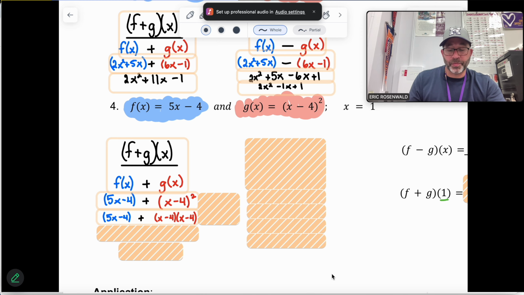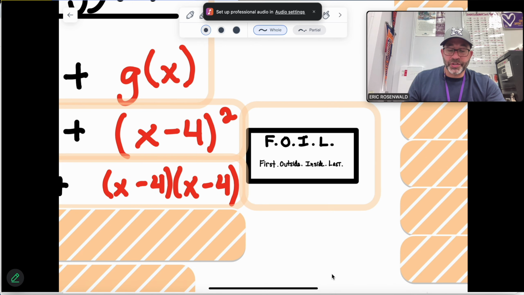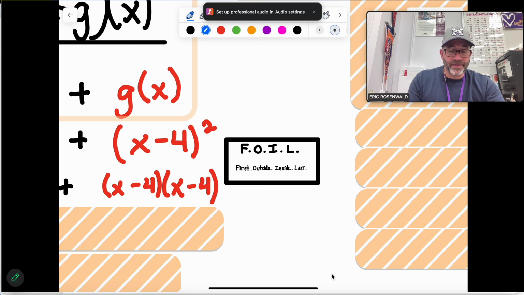Multiplying this out requires a process that a lot of people like to use called FOIL. FOIL stands for first, outside, inside, and last. So what does that mean? Well, when we say FOIL, it's a whole process where we're multiplying out in a certain order.